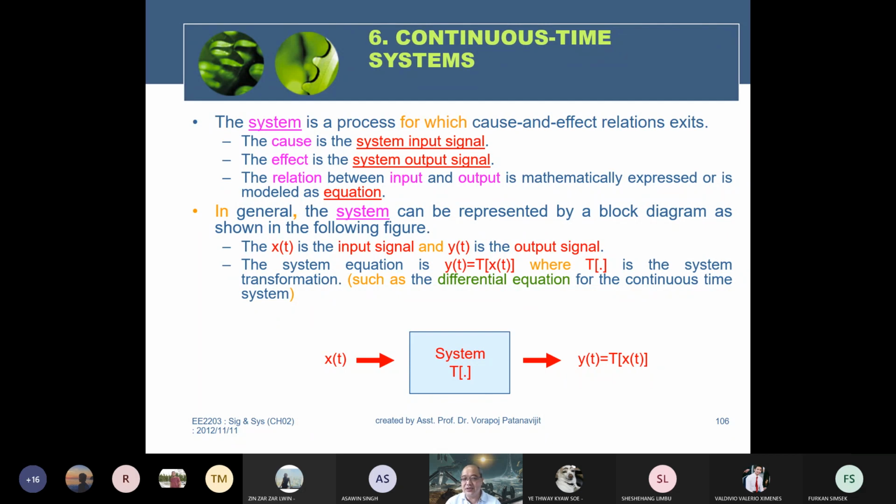Now, in general, the system can be represented by a block diagram as shown in the following figure. The input is x, the system is T, and the output is the process of x. The system equation can be written as y(t) equals T of x(t), where T is the system transformation, such as a differential equation or a simple time transform or amplitude transform.